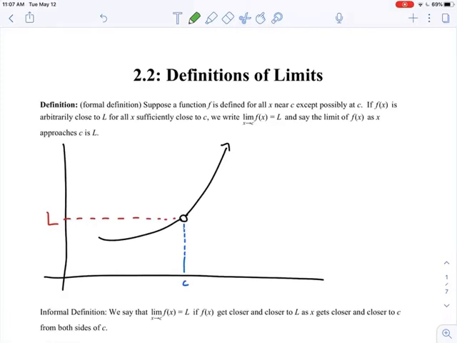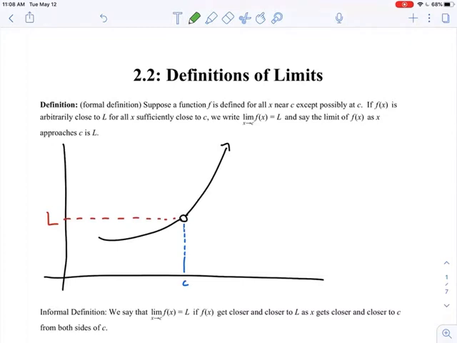In this section, we're going to start to look at more user-friendly definitions of limits, and things are hopefully going to be a little bit easier to digest. So the formal definition of a limit, not to be confused with the precise, the epsilon delta definition of a limit, says: suppose that a function f is defined for all x near c except possibly at c. If f of x is arbitrarily close to L for all x sufficiently close to c, we write limit as x approaches c of f of x equals L and say that the limit of f of x as x approaches c is L. Holy smokes, that's a lot.